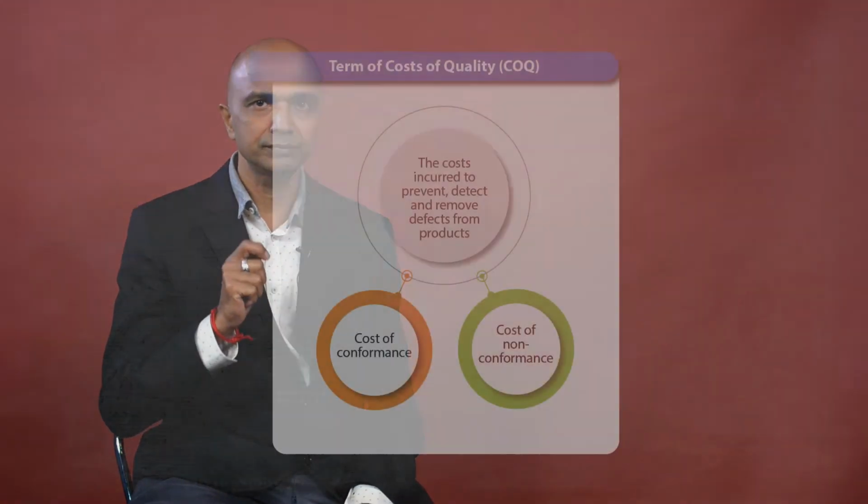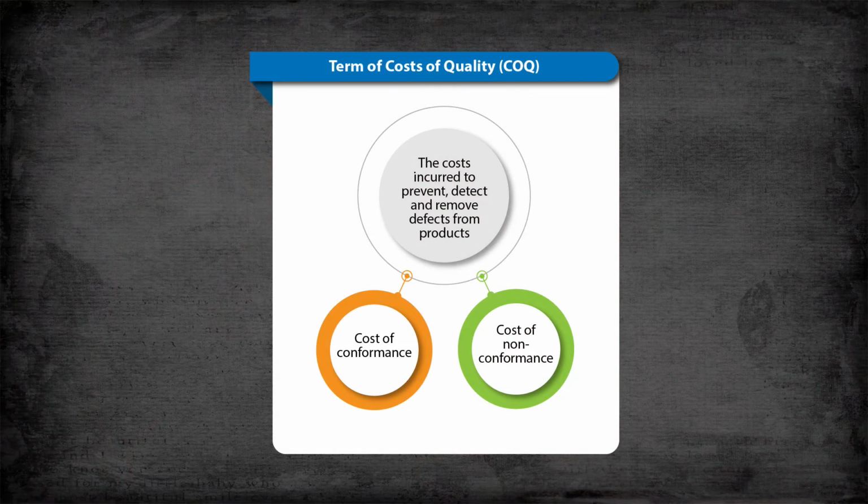So, cost of quality does not mean the use of expensive or very highly qualified material to manufacture the product. In terms, it refers to costs that are incurred to prevent, detect, and remove defects from products. Quality costs are categorized into 2 types, which are cost of conformance and cost of non-conformance.